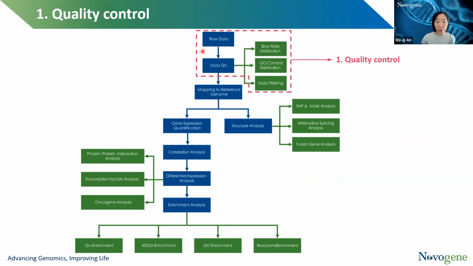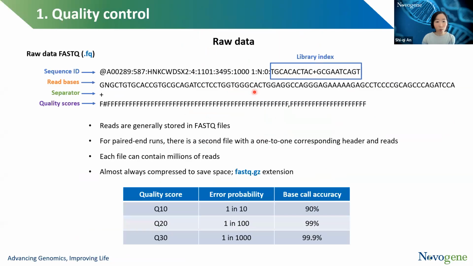As I mentioned, we start from raw data and end up with clean data. So what does the raw data look like? Raw data is usually stored in FASTQ files. This is generally how it looks in a FASTQ file. It contains 4 lines, and each line contains different information. The first line contains information about the sequencing ID and also the library index. The second line is the most important one because this is the read that is sequenced. Then there is a separator symbol here. And then you will also have a quality score. This score indicates the sequence quality of each base that has been sequenced.